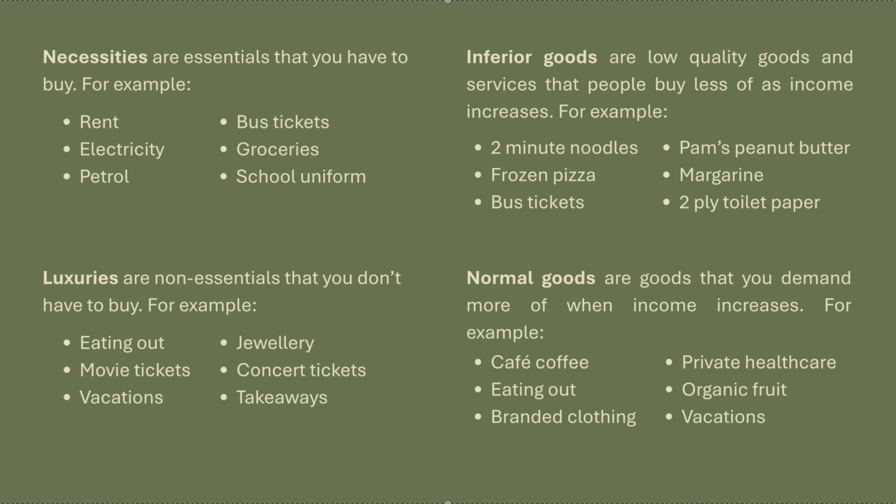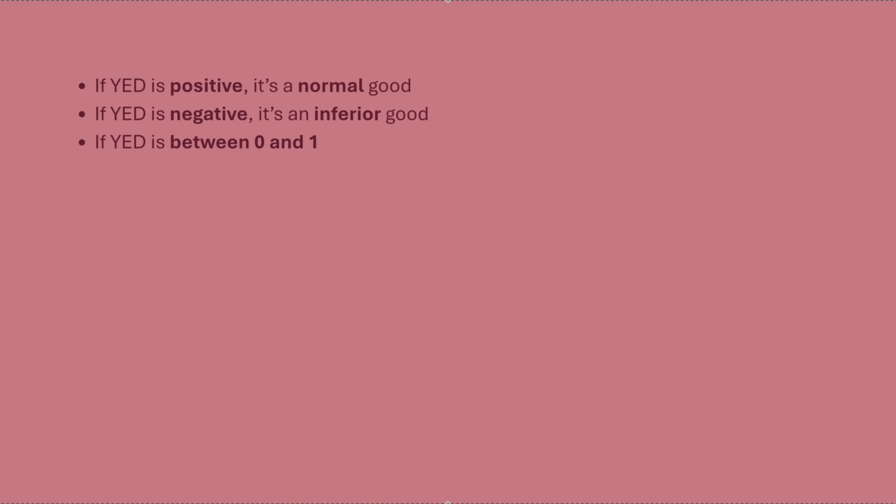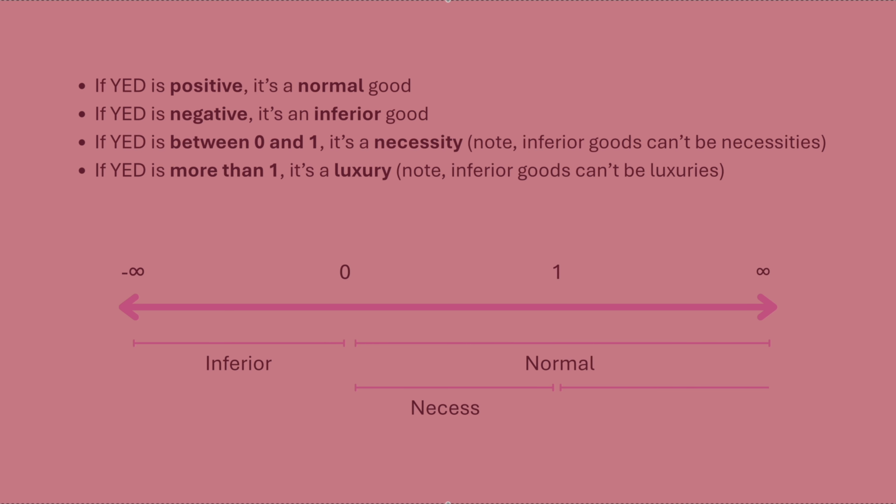To figure out how to classify a good or service into these 4 categories, we can calculate its income elasticity of demand. If the answer that we get is positive, then it will be a normal good, or if it is negative, then it will be an inferior good. If YED is between 0 and 1, then it would be a necessity, or if it's greater than 1, then it would be a luxury. Note that because all inferior goods are negative, we can't classify them as necessities or luxuries with this calculation.